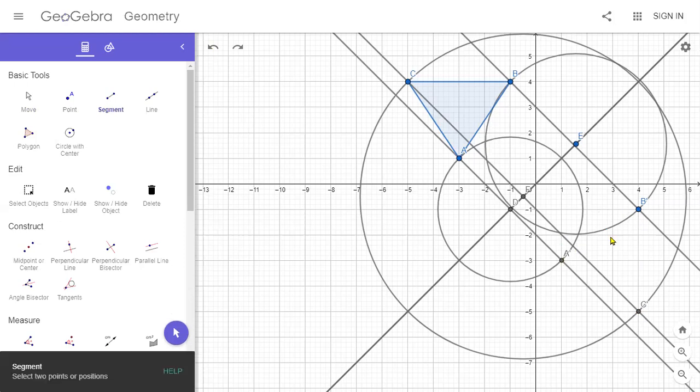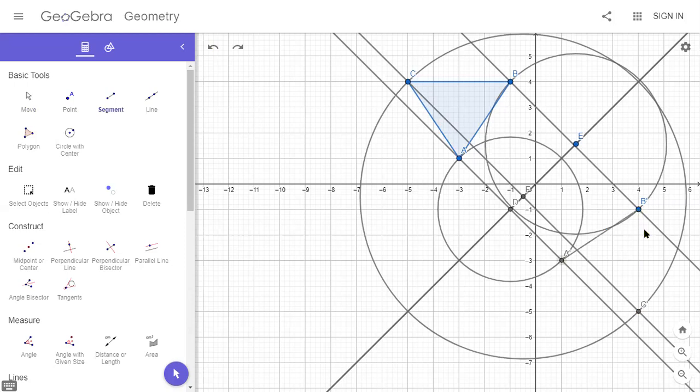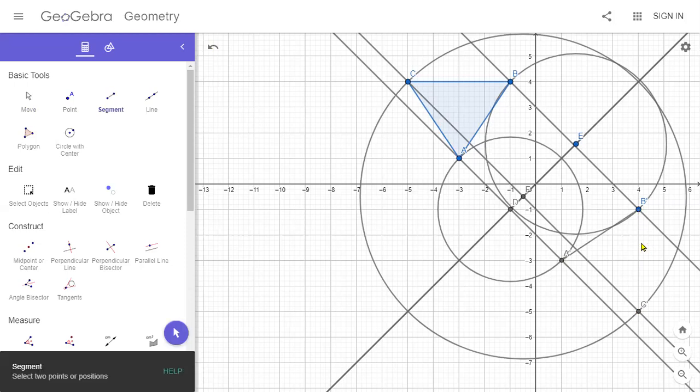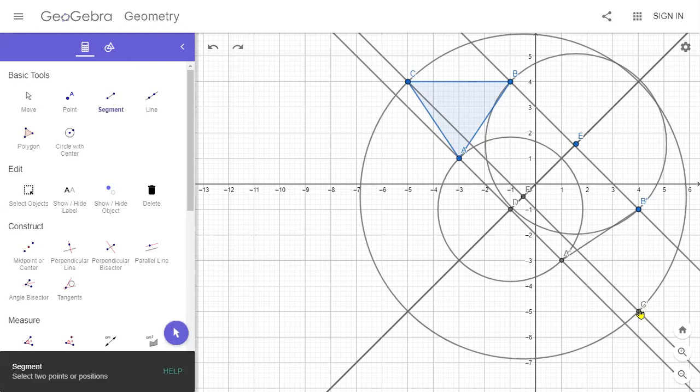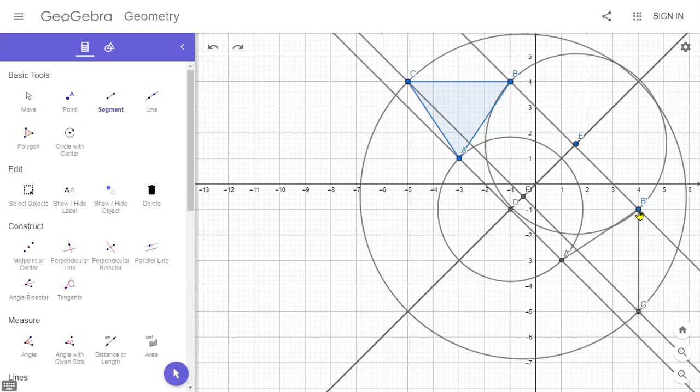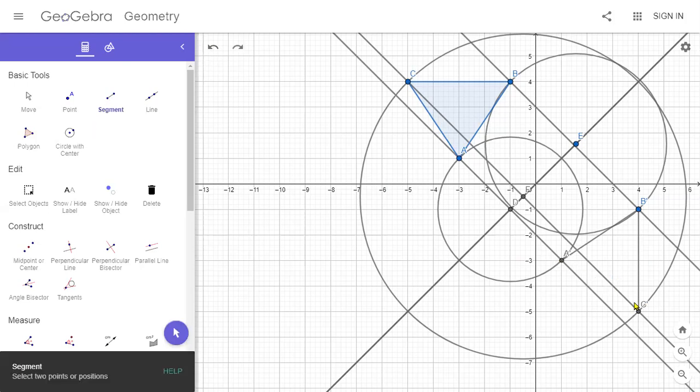Let me connect from A prime to B prime, and from B prime to C prime. We have to just join these points. From B prime to C prime, and from this A prime to, let me connect that. Here it is not properly connected. Just connecting C to this point.